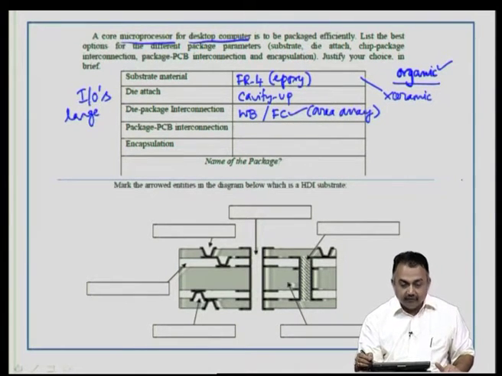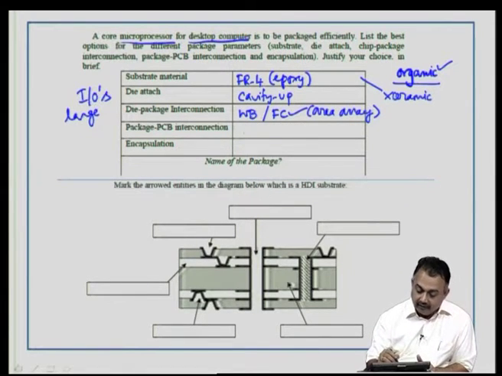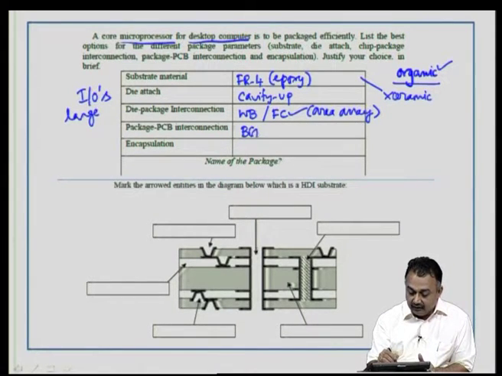Then you will go in for the package to PCB interconnection. The choice could be, from the flip chip you are going to fan out. Okay. So, you can either use a BGA or a PGA.